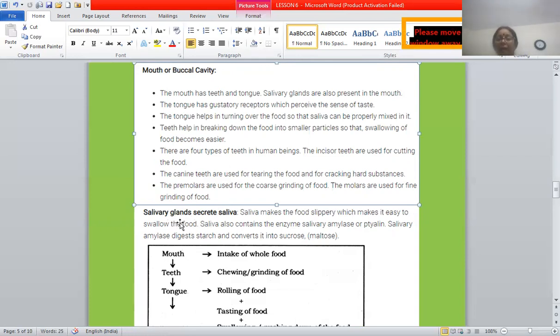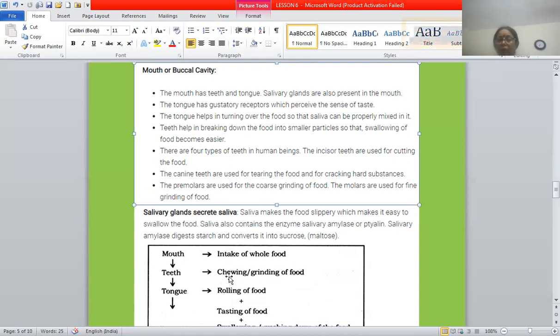Then food is mixed with saliva. Salivary glands secrete saliva. Saliva makes the food slippery, which makes it easy to swallow the food. Saliva contains the enzyme salivary amylase or ptyalin. Salivary amylase digests starch and converts it into maltose.